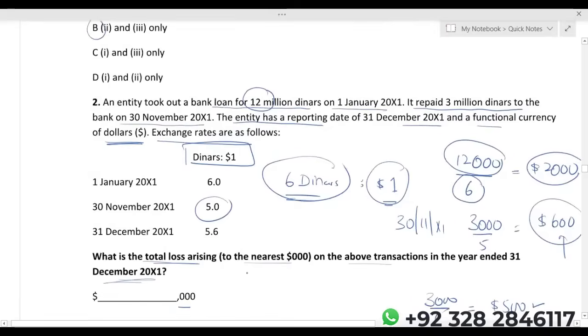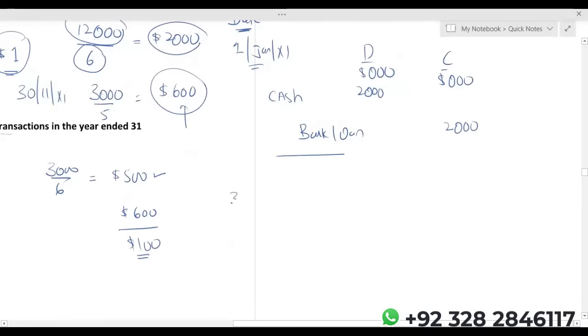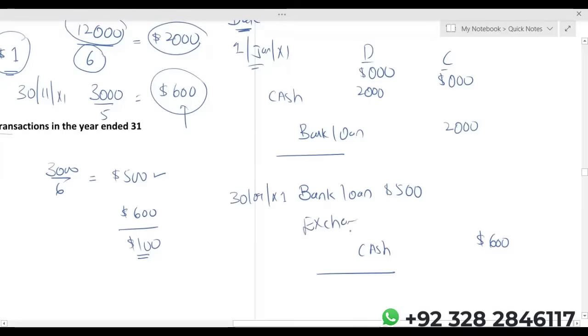It means on 30th November X1, the bank loan is debited by $500. But how much are we paying? We are paying $600. So there's an exchange loss of $100. Obviously, that exchange loss goes to P&L, the income statement, because we are dealing with a monetary liability.